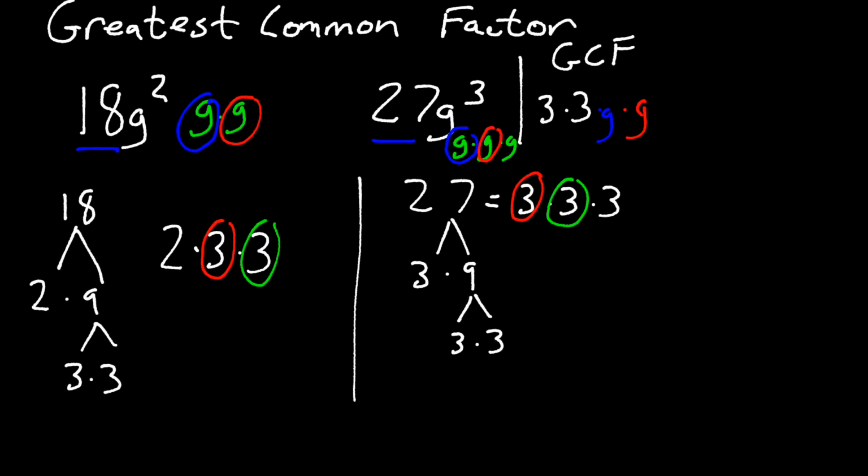Let's scoot this over a little bit. So, my prime factors for my GCF are made up of 3 times 3 times g times g, meaning that the GCF of these two terms is 3 times 3, which is 9, and g times g, which is g squared. And there we have it.